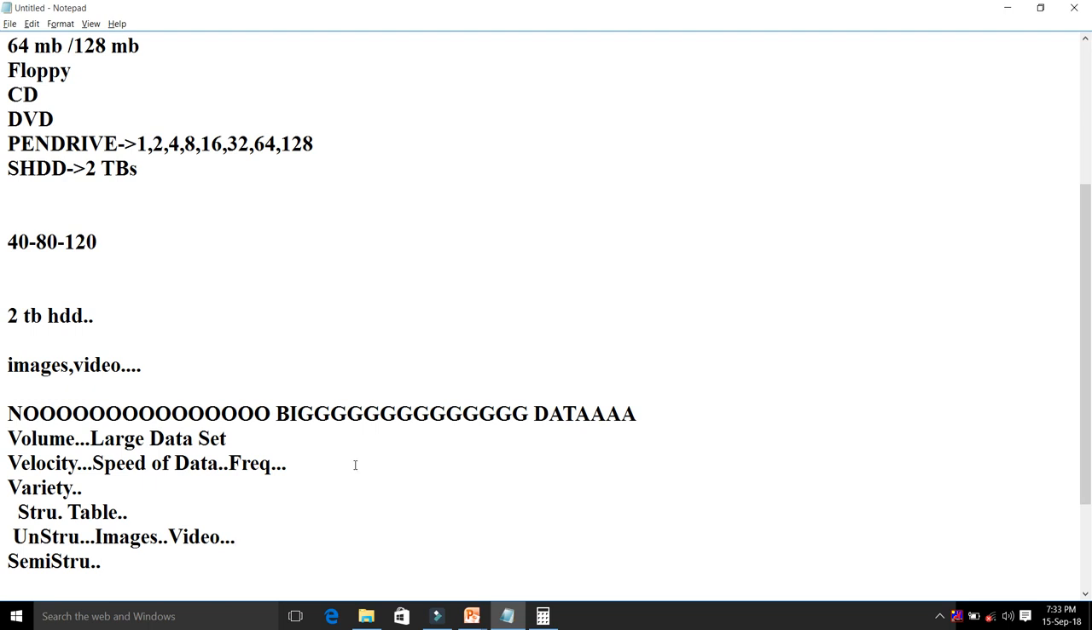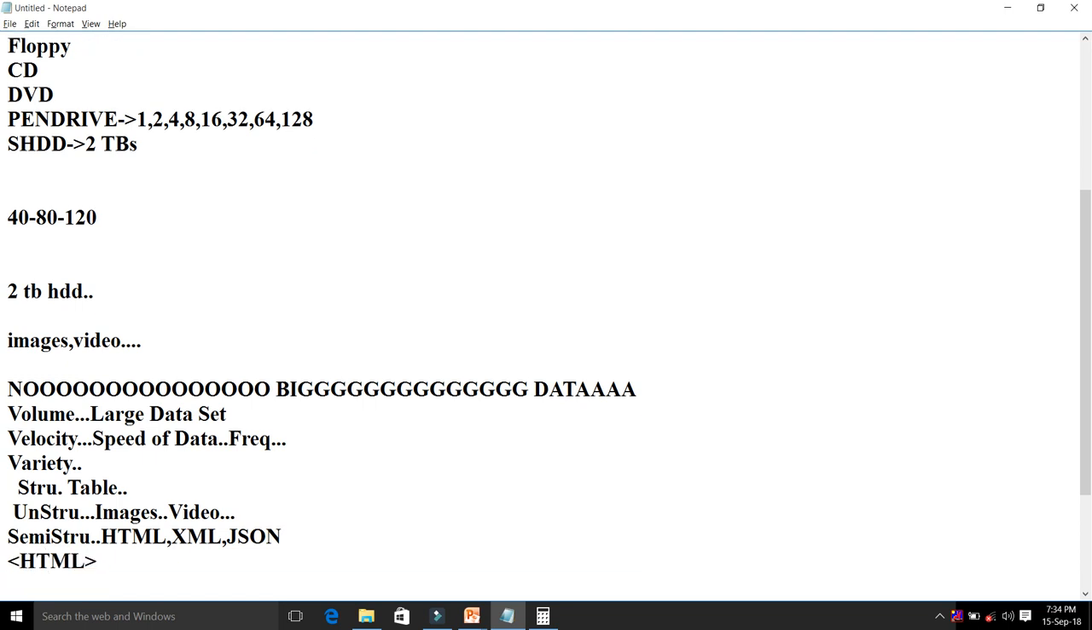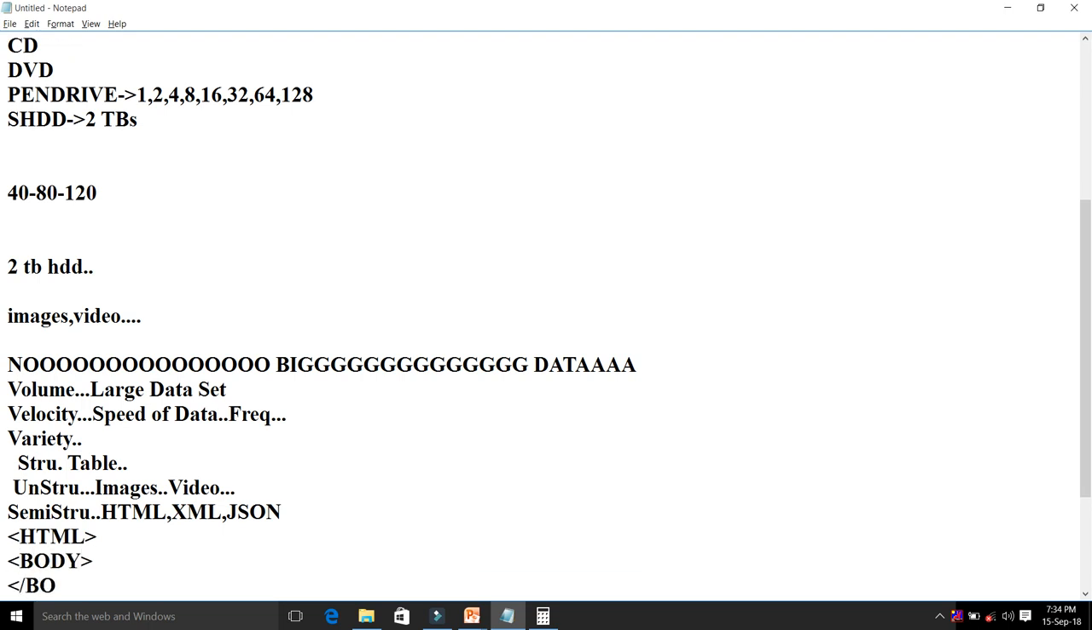The third one is semi-structured data, such as HTML, XML, and JSON forms, which have some structure, but within the structure there is again unstructured data. For example, this is an HTML tag. See, very important. This is the HTML tag. This is the body tag. This is the body close tag.